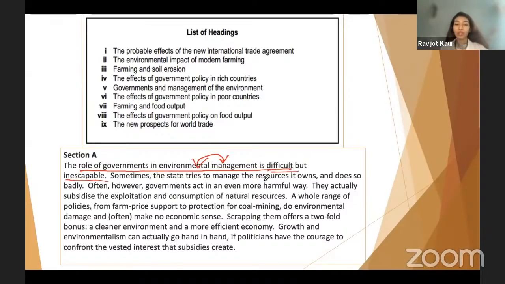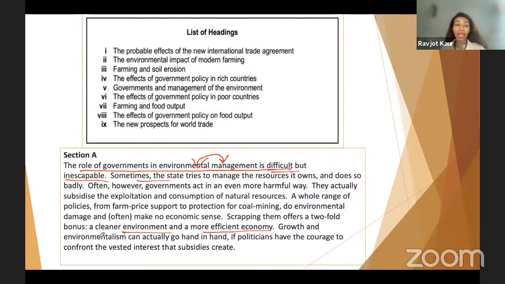Sometimes the state tries to manage the resources it owns and does so badly. So this is some extra information given. Do not get distracted with the distractors or the extra information. Just hold on to it. However, governments act in an even more harmful way. They actually subsidize exploitation and consumption of natural resources. A whole range of policies from farm price support to protection for coal mining do environmental damage and make no economic sense. Scrapping them offers a twofold bonus: a clear environment and a more efficient economy.